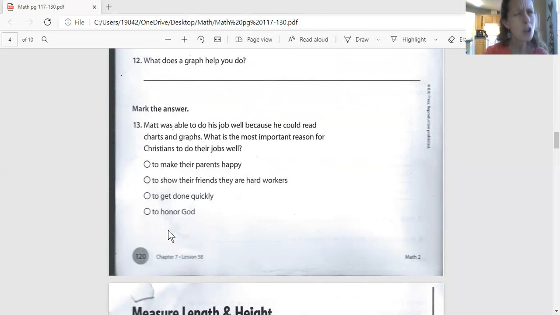I think I know what the answer is going to be, but let's check anyway. Matt was able to do his job well because he could read charts and graphs. What is the most important reason for Christians to do their jobs well? Do we want to make our parents happy? Do we want to show our friends that we're hard workers? Do we want to get done quickly, or do we want to honor God? I think that's probably we want to honor God. So let's go ahead and color that bubble in there tomorrow, okay?